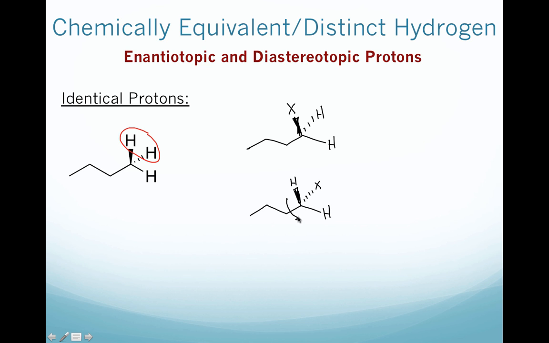Additionally, if I rotate around the carbon bond of one of these, I'm going to rotate this and put X pointing out, this hydrogen into the plane, and this hydrogen is now in the plane to the back. Well, what I have here are two identical compounds. So these two hydrogens are identical, and of course all three of these in the methyl group, like we've seen before, will give us one signal.